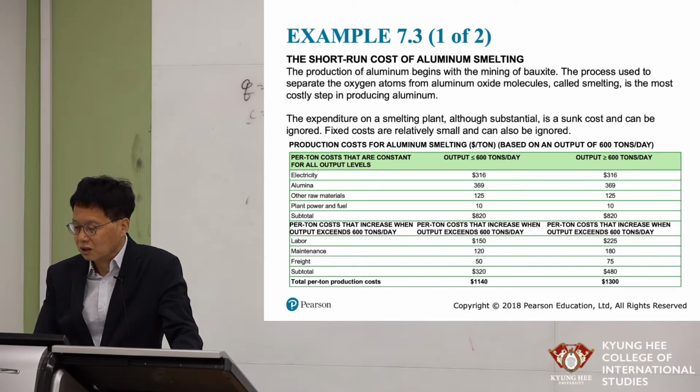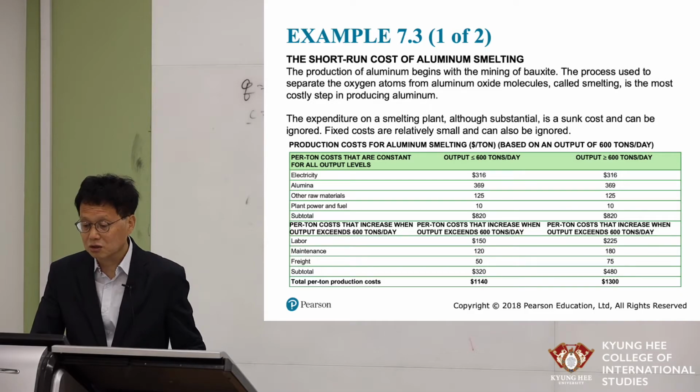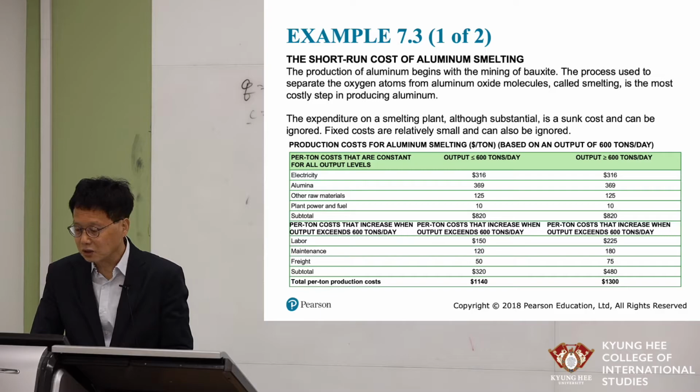Anyway, this is the most costly step in producing aluminum, right? The expenditure on the smelting plant, although substantial, is a sunk cost and can be ignored. Fixed costs are relatively small and can also be ignored. So then just variable costs are left. Look at this. When you're producing less than or equal to 600 units a day, the cost consists of electricity, alumina, raw material, plant power and fuel. Everything is a variable cost.